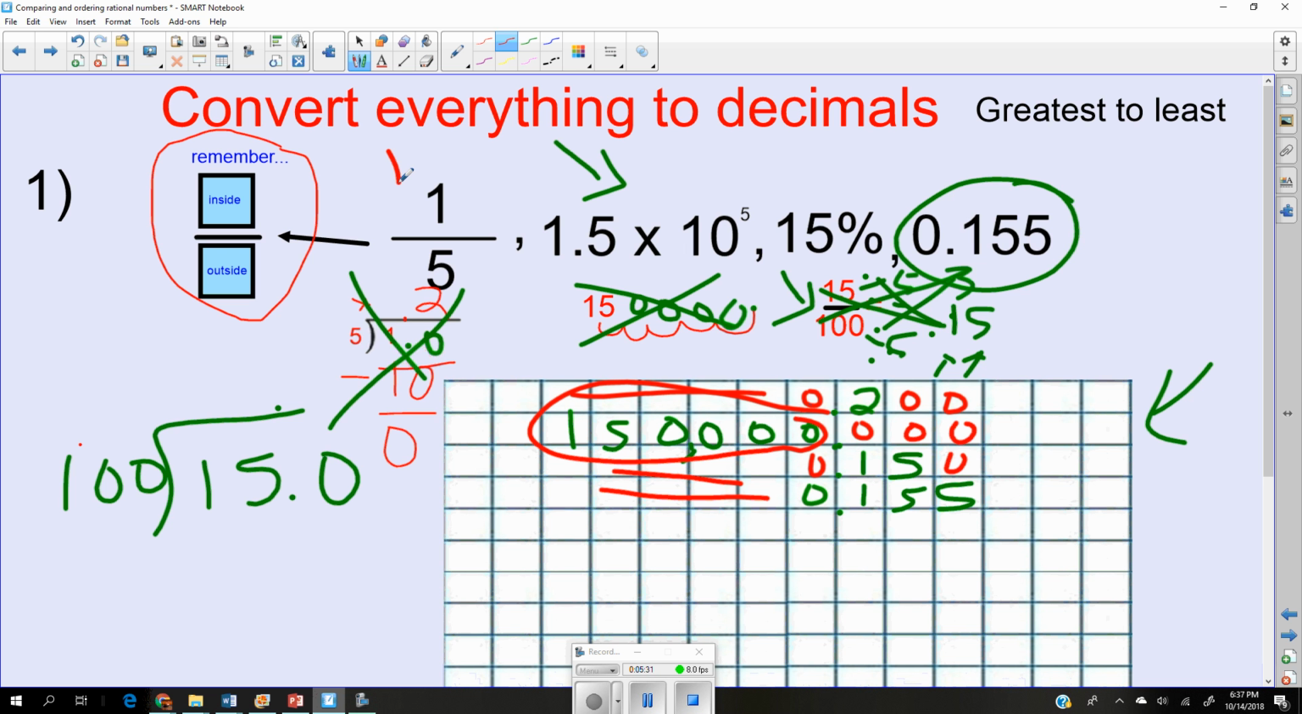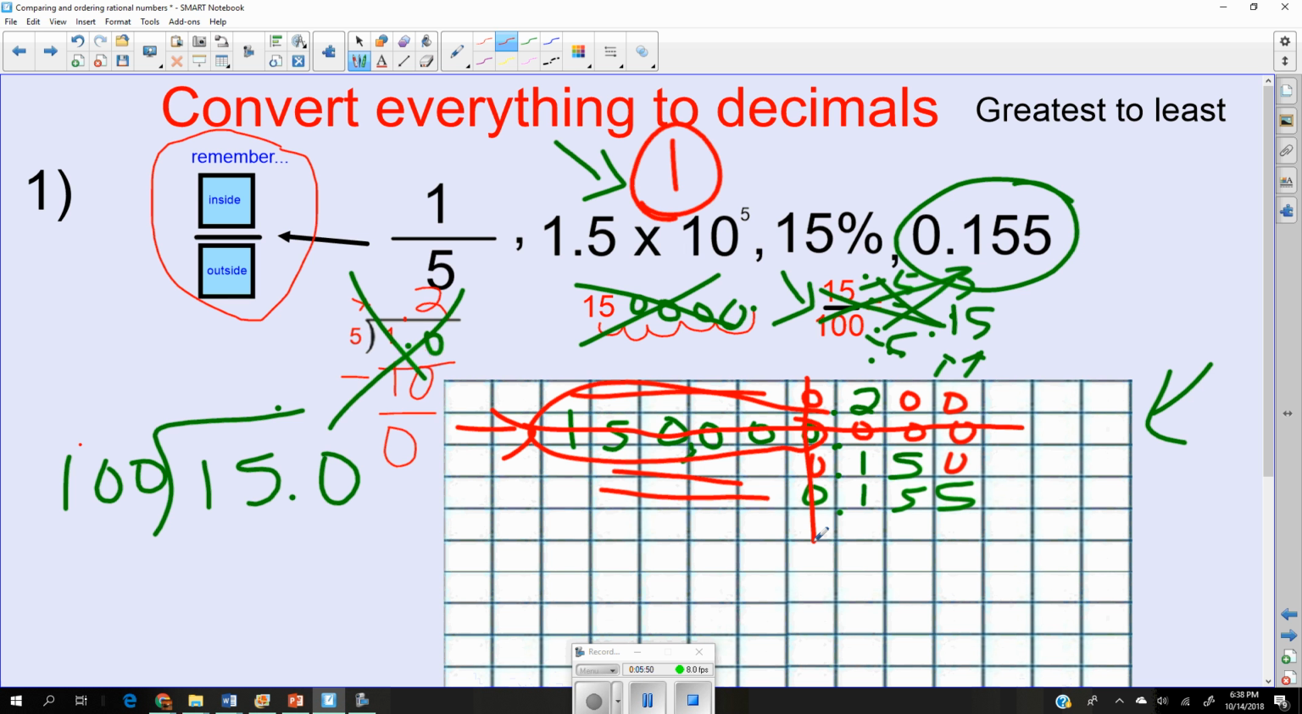So this one, oh wait, that's in our second row. So that means this one is the biggest. Let me erase that. Okay, so the second one was the biggest. We're done with that. We're going to scratch that one out. And so now we go here.